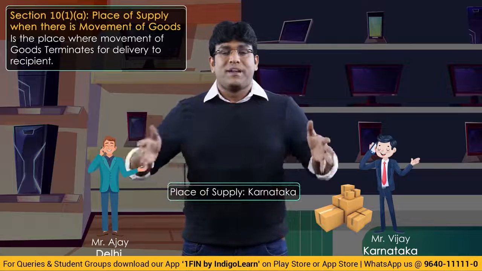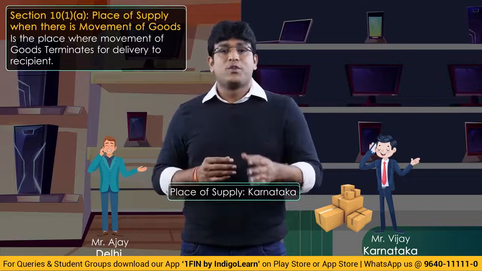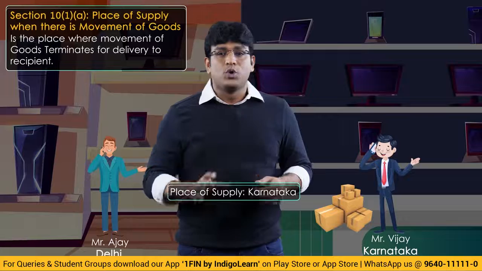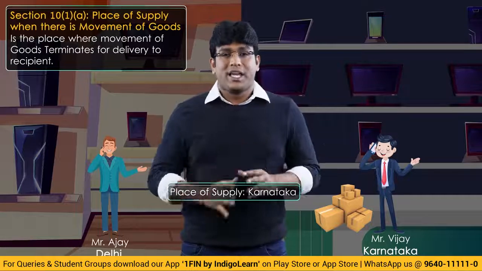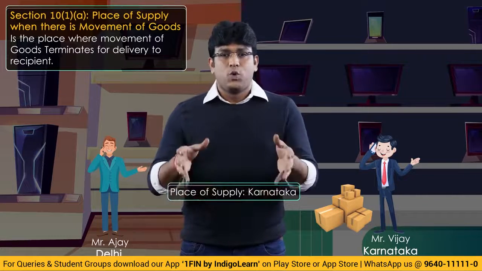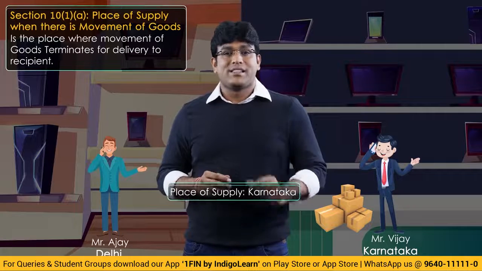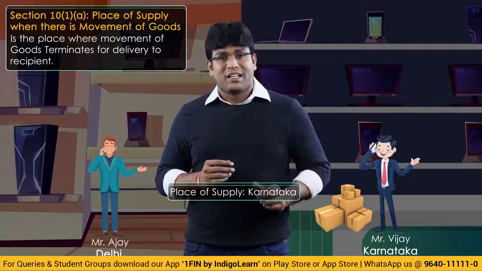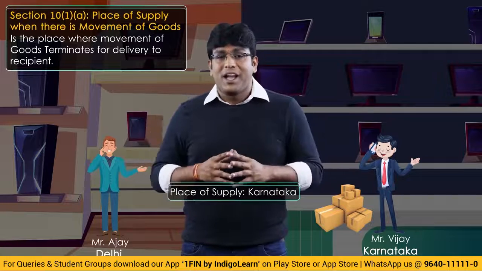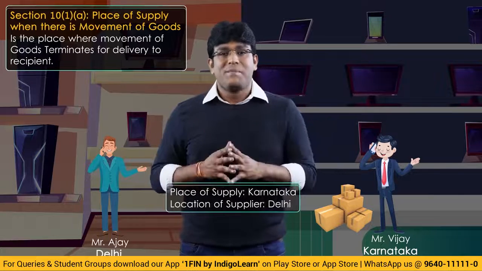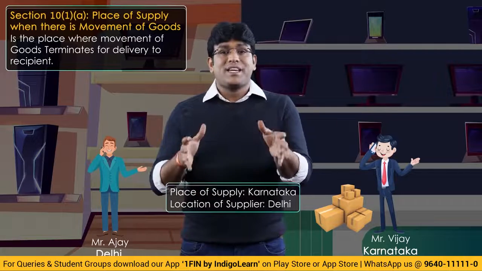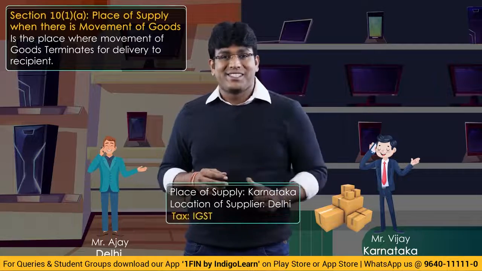So transaction between Ajay and Vijay, that movement of goods or title on that goods is transferred from Ajay to Vijay in Karnataka only. So when the goods reach Karnataka, transaction has come to an end. So in this particular case, place of supply will become Karnataka. And where is the location of supplier? Location of supplier is in Delhi. So what Ajay will charge? Ajay will definitely charge IGST.